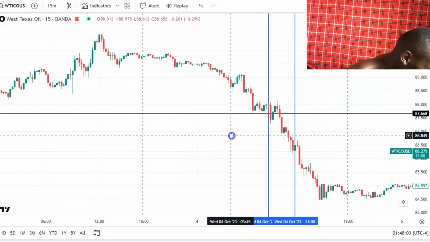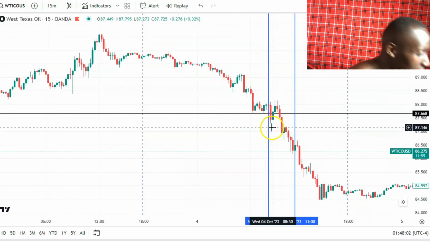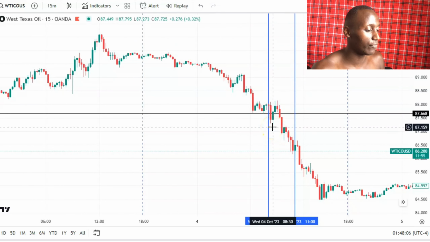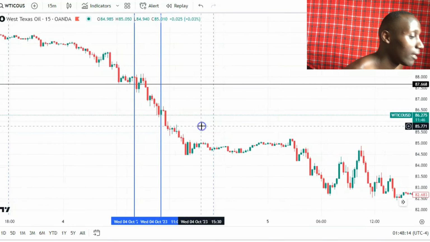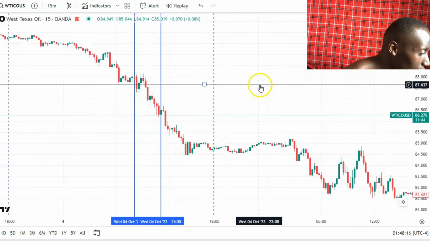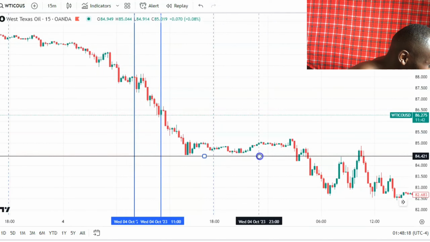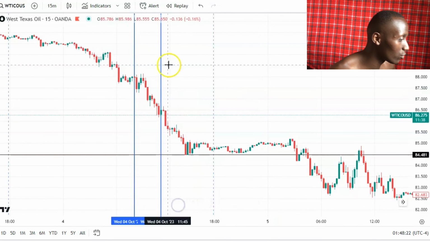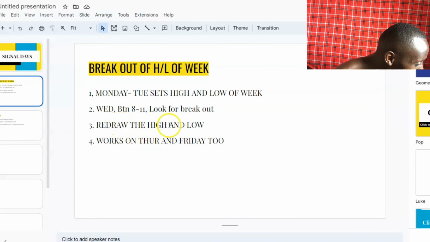Alright. Now once we have a breakout, then now I can go to the 3-minute and the 1-minute time frame to look for or to put in my entry criteria to see whether I get a trade setup or not. And now you can see that on Wednesday we didn't have any setup. So again we redraw the high and the low.